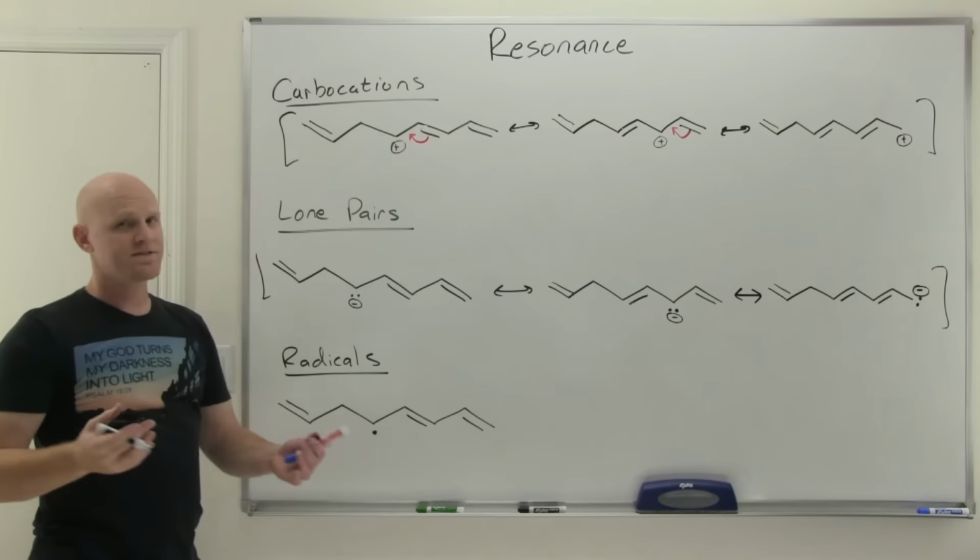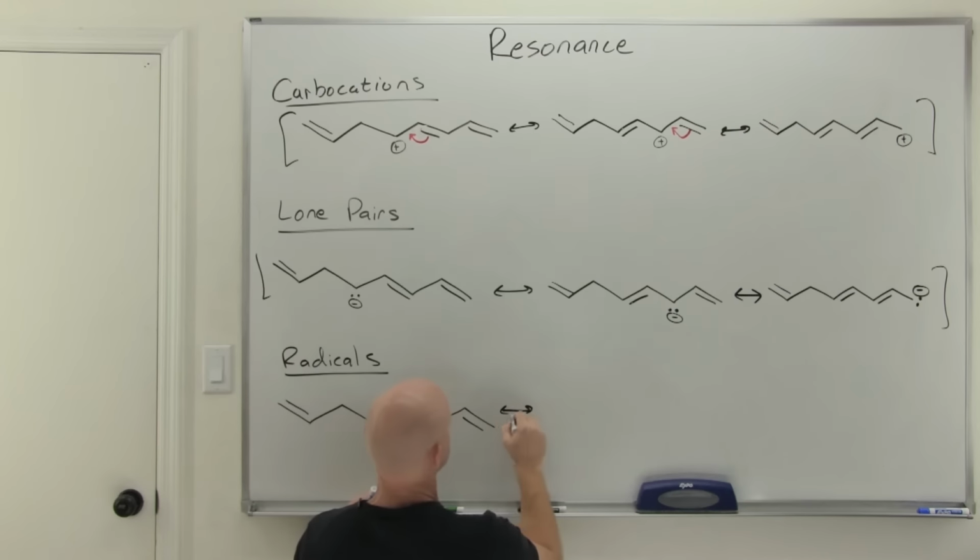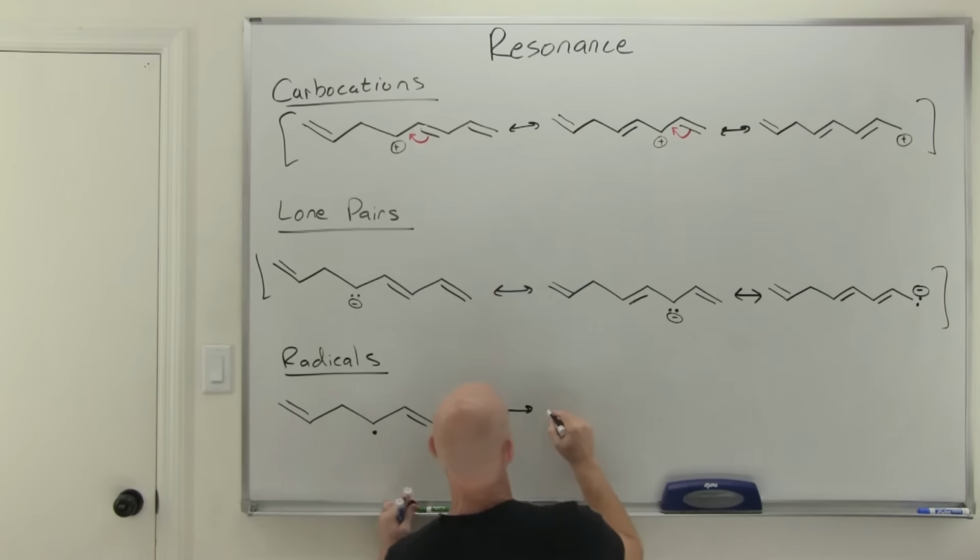And it actually works exactly the same way with the radical. So we're going to get the exact same analogous structures, but instead of a cation or instead of a lone pair, we'll just have a single electron there.